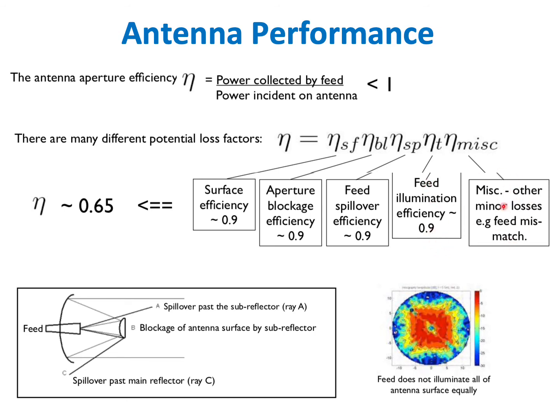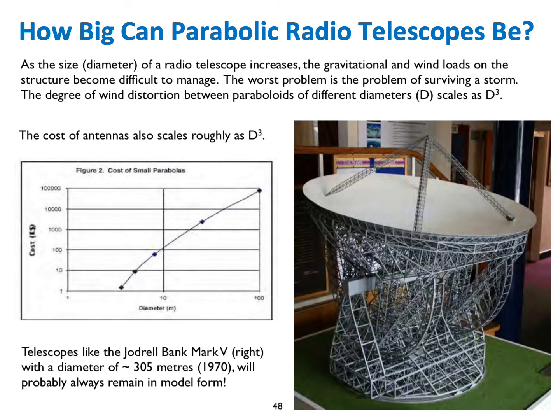And then there are other miscellaneous losses as well. So in general, aperture efficiency is only about 65%. It seems low, but given the number of things that go into it, that's a pretty good number.